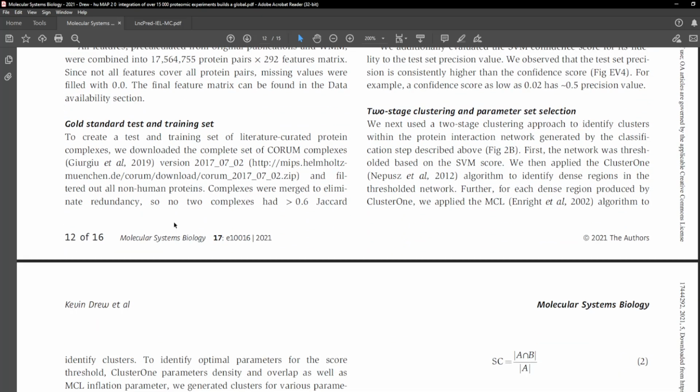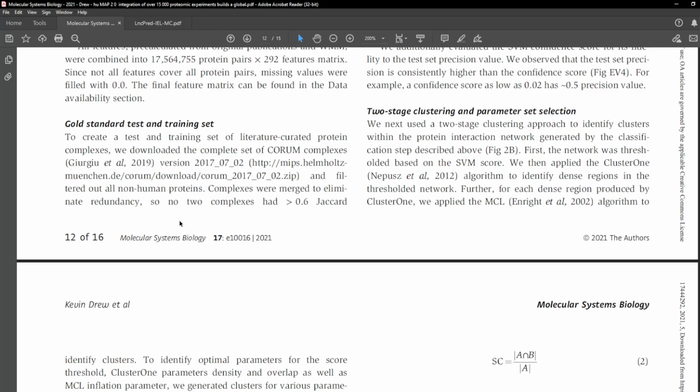To create a test and training set of literature curated protein complexes, we downloaded the complete set of CORUM complexes, Giurgiu et al., 2019, version 2017_07_02, http://mips.helmholtz-muenchen.de/corum/download/corum_2017_07_02.zip, and filtered out all non-human proteins.